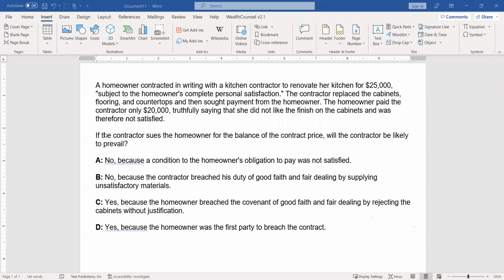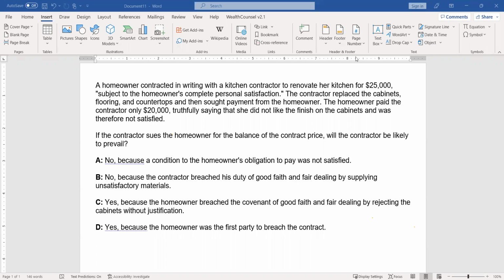This recording is for going through an MBE question. I'm racking it from, let's start with doing the call of the question first, going up to the fact pattern, then go straight down. The call of the question is, if the contractor sues the homeowner for the balance of the contract price, will the contractor be likely to prevail?